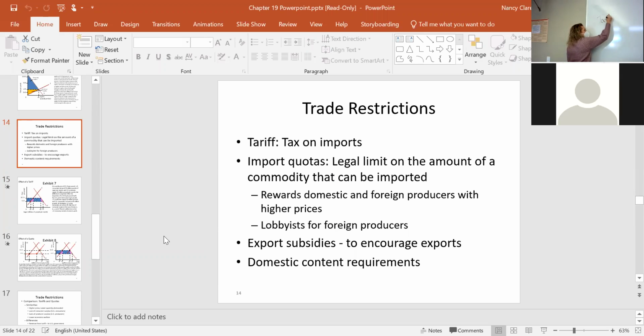A tariff is a tax, right? Tariff is a tax, and a quota restricts the quantity that is allowed to be imported. So that's how you remember, right? Tariff is a tax, quota is a quantity. Sorry, I know the glare is bad. There you go. Okay?